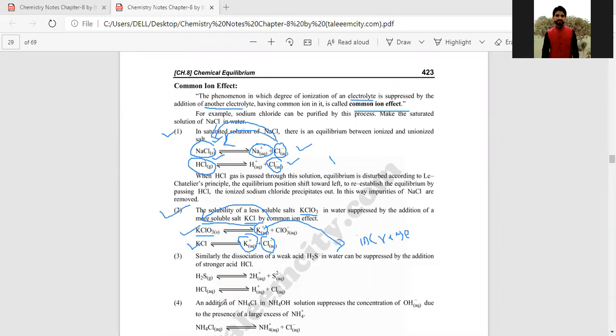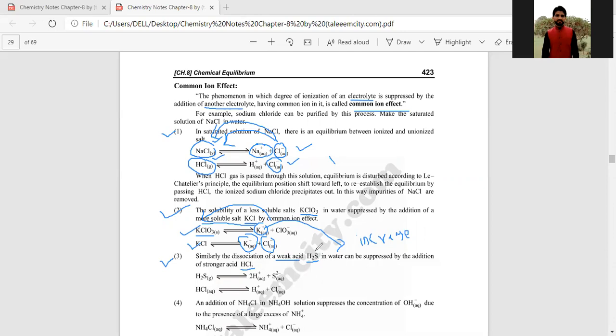kind of electrolyte. Here you can see another example, example number 3. This is basically from your practical. In your practical, when we are going to identify the basic radicals, these are the reagents, H2S and HCl. We will do these practicals in second year, then you will get a clear idea. In basic radicals, these two electrolytes are used. H2S is a weak acid, a weak electrolyte, and HCl is a strong acid, a strong electrolyte.